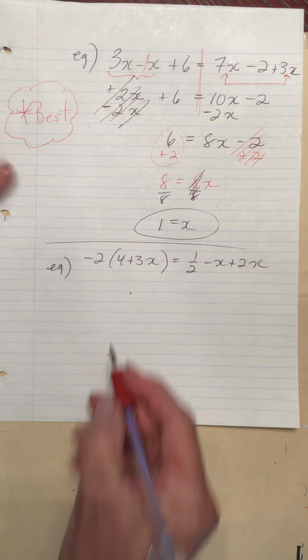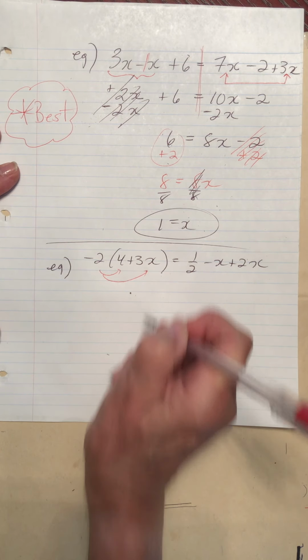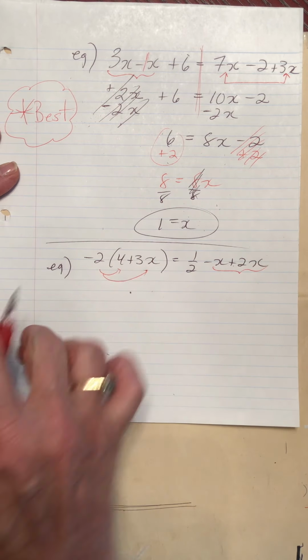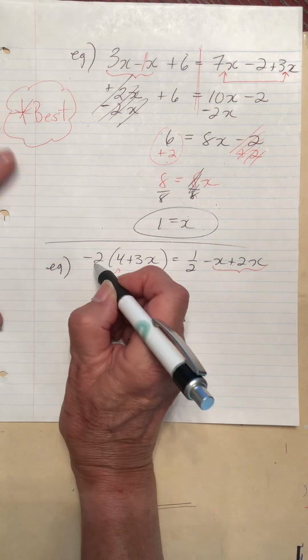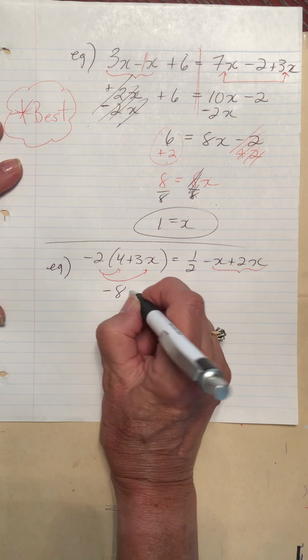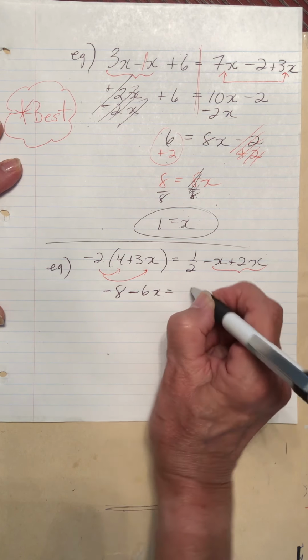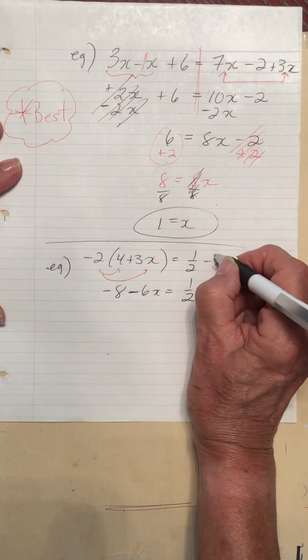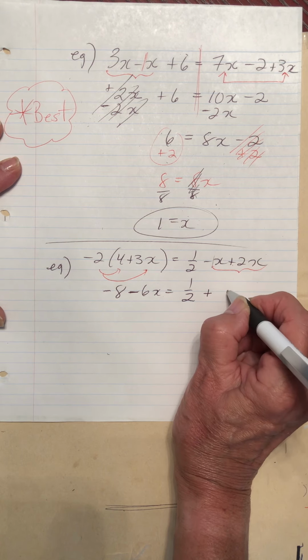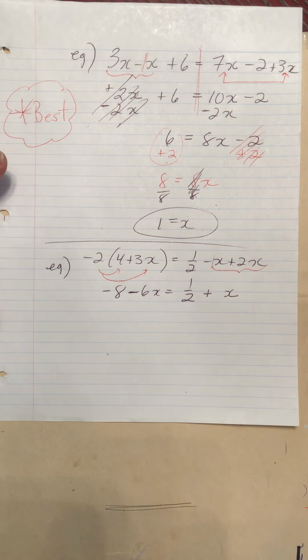So you're just going to start by doing some math first. Here I see I can combine these x's. Here I see I probably should expand first. So negative 2 times 4 is negative 8. Negative 2 times that 3x is negative 6x. There's a half. And negative 1x plus 2x would leave positive 1x, or just an x.